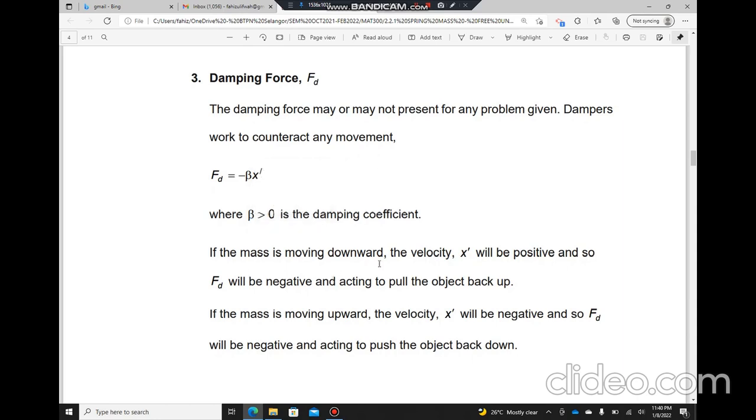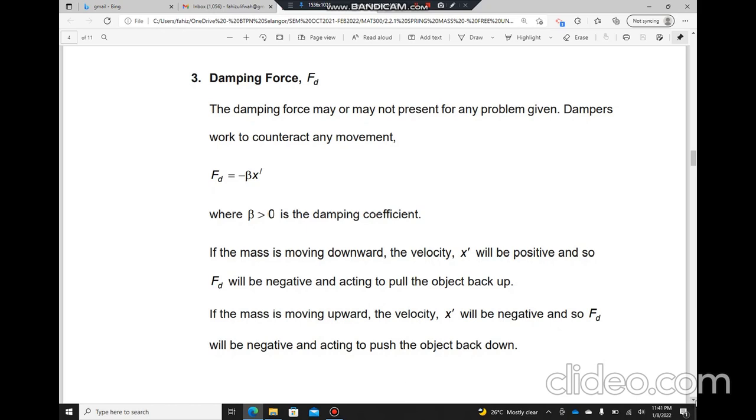If the mass is moved downward, the velocity x prime will be positive, and so Fd will be negative, acting to pull the object back up. If the mass is moving upward, the velocity x prime will be negative, and so Fd will be positive, acting to push the object back down.